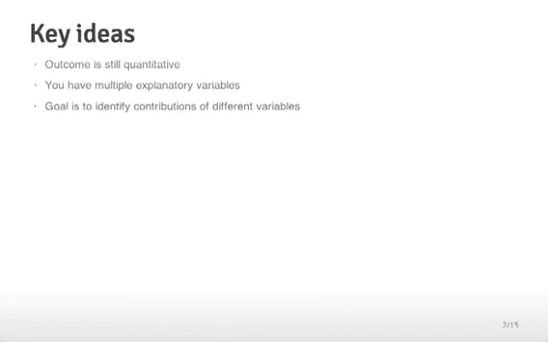So the key idea here is that the outcome is still a quantitative variable, and ideally it's going to be a quantitative variable that's symmetrically distributed and maybe close to normally distributed. You have some explanatory variables. In this case, you have more than one, and you want to be able to identify the relative contributions of each of these different variables to explaining the variation in the outcome variable.